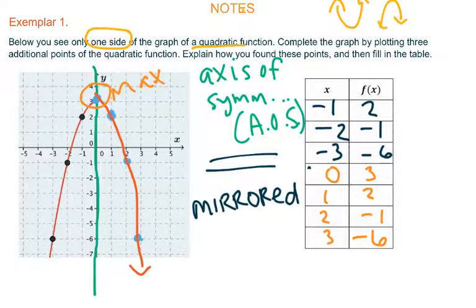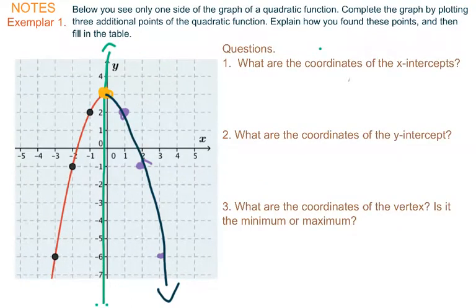What you can notice in your table is that our y values, our f of x values, start repeating, and that is due to our symmetry, okay? Our x values might change, but our y values are going to be symmetrical. Our vertex, our maximum, our minimum is going to be that middle point within our table because our values are mirrored, okay?